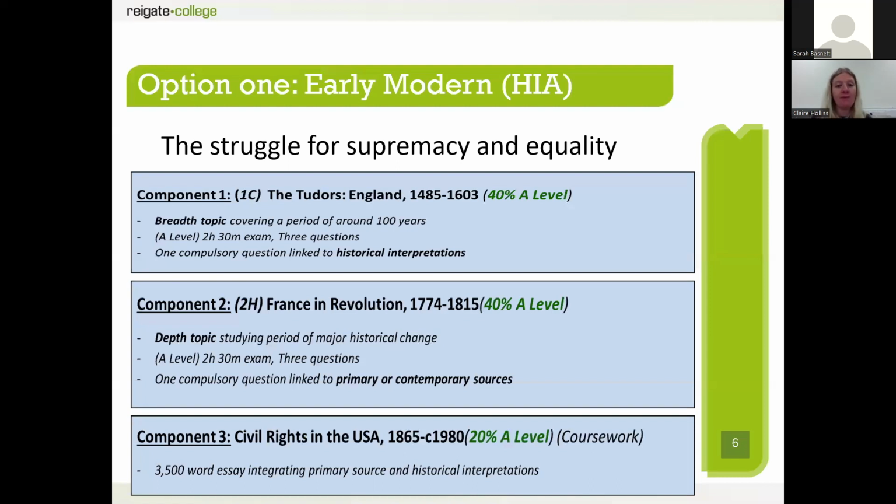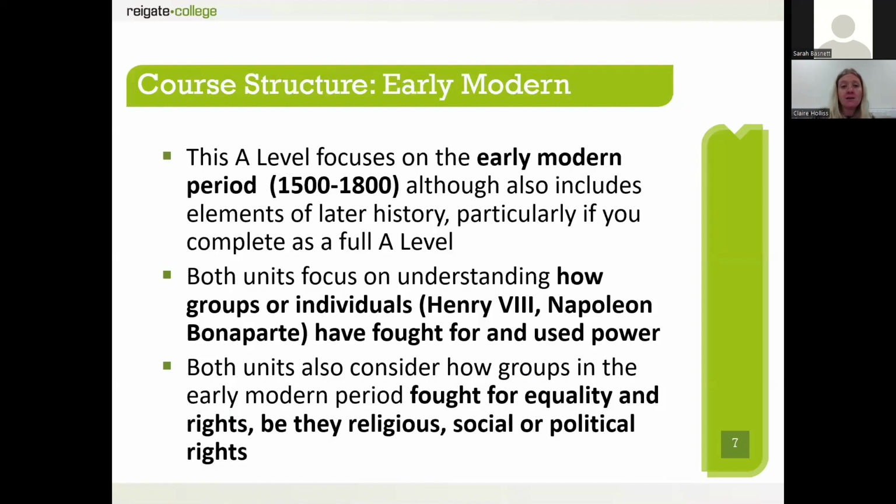Now, you might be wondering why we'd have a modern coursework here with the early modern examined units. That's because the exam board requires us to give you a big chronological breadth. So this would be just to make sure you have some modern history in there as well. Okay, so again, the broad theme here is obviously looking at big themes like how individuals and groups seize power, how people fight for equality and rights, etc.